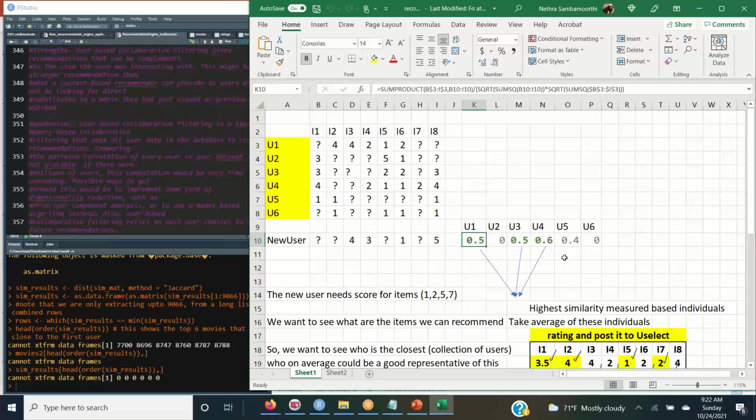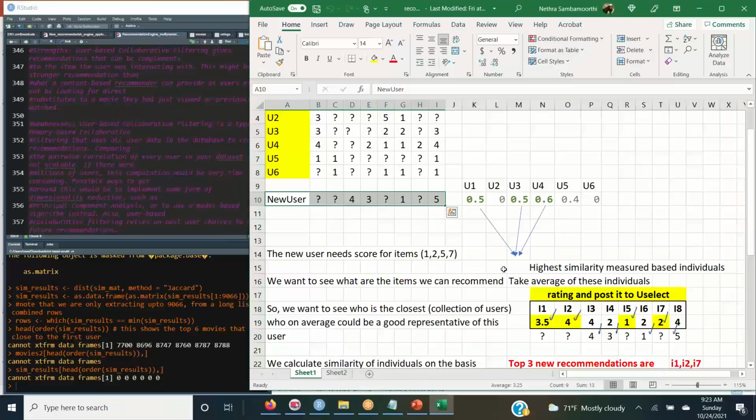So I can use just U4 and then try to recommend that. But that's not a good idea. In fact, an average is always a better idea than taking one item. So you take a neighborhood of people who are very close to him. In this small example we consider 3 people who are neighbors to this guy in terms of liking. And these are U1, U3, U4.